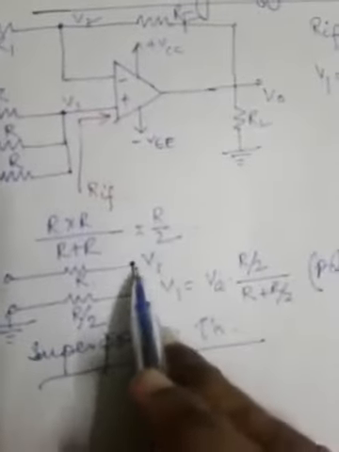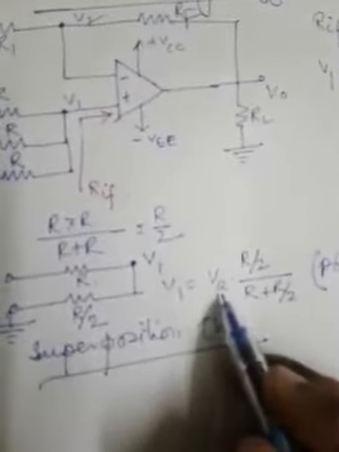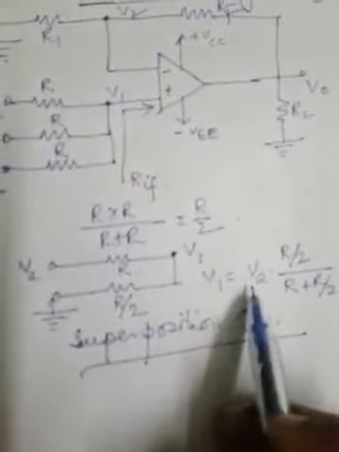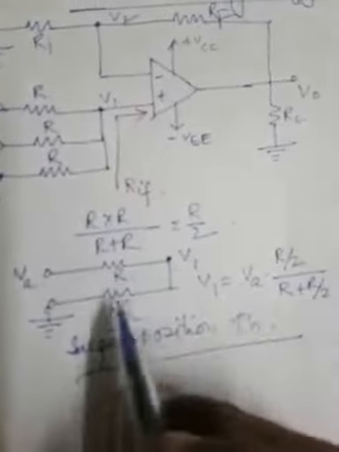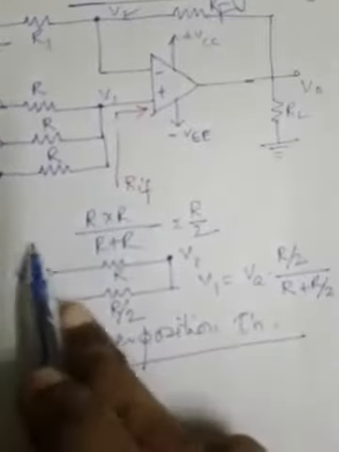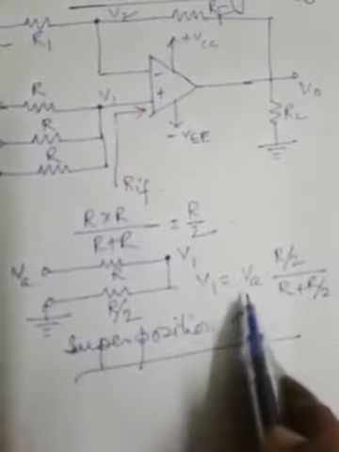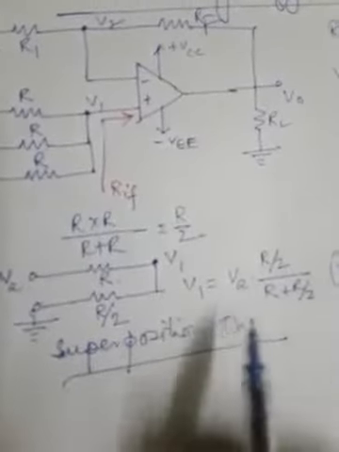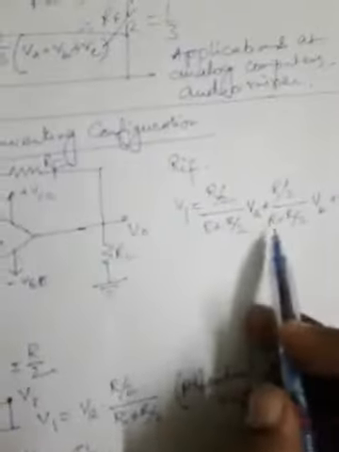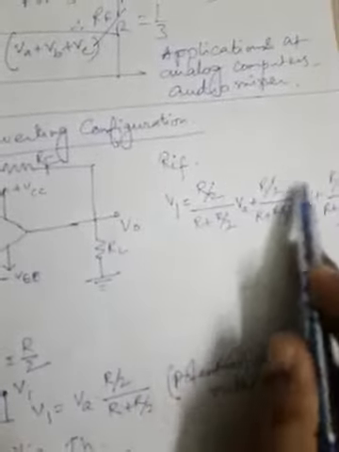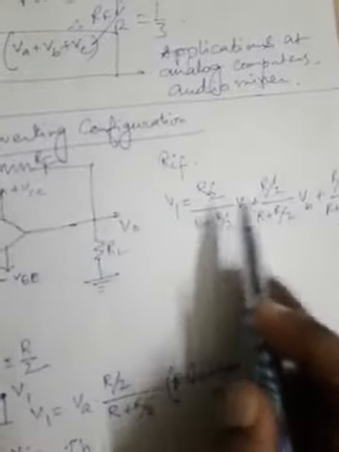Similarly, we can find V1 with respect to VB also. This will remain the same and only this value will be changed to VB. Similarly, V1 can be found with respect to VC also. This will remain the same, only this value will be changed to VC. Now, if we sum up all the three values, V1 should be written as this equation with respect to VA, plus with respect to VB, plus with respect to VC.